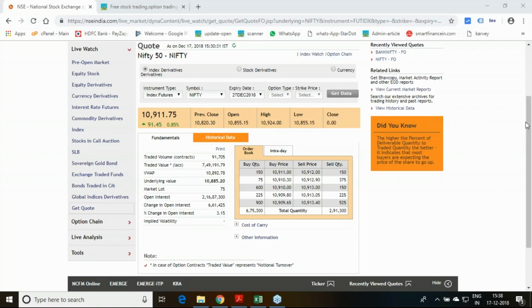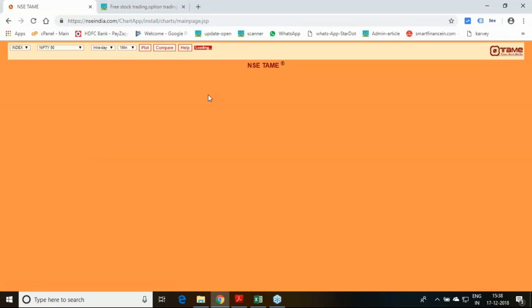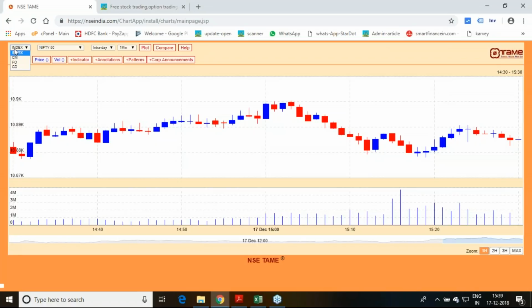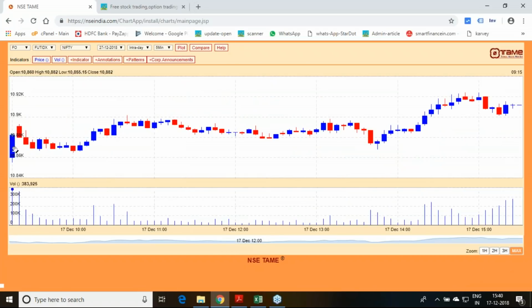If you go to the live chart analysis, you can see which candle the opening happened in and how it moved after that. If I select the F&O future index Nifty and go for a 5-minute chart, looking at the 9:15 candle, it opened at 10,860 and closed at 10,882.